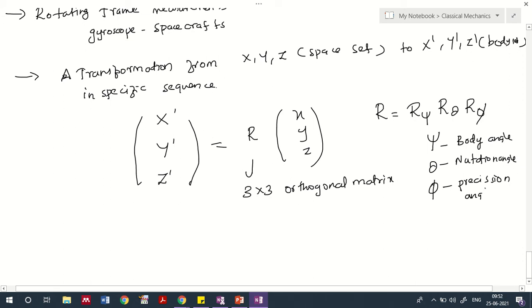So this R means R psi, R theta and R phi, where psi, theta and phi are the body angle, nutation angle and precession angle, as we can see over here.